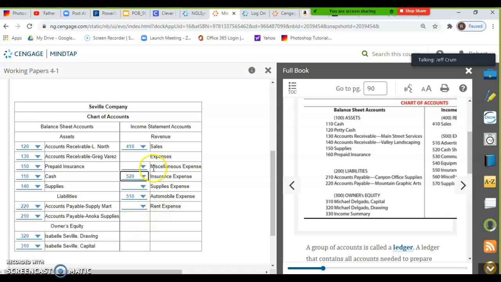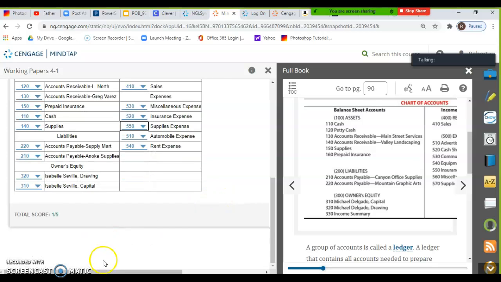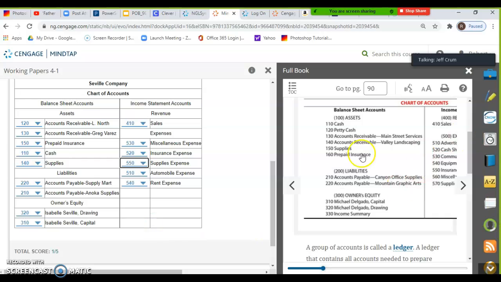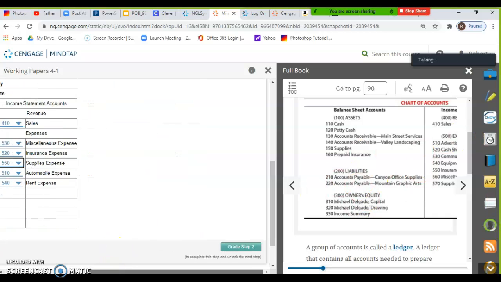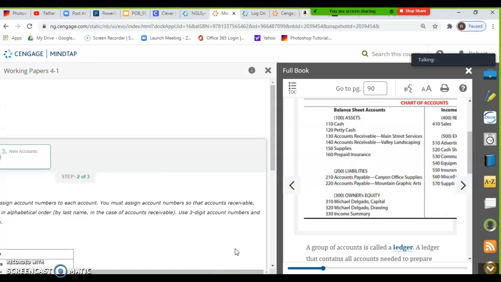And we've got M, S, and R. So M comes before those two, so it's going to be 530. R is going to be 540. Supplies, 550. All right. That takes care of that. We got all these right off of there. Great. Step 2.